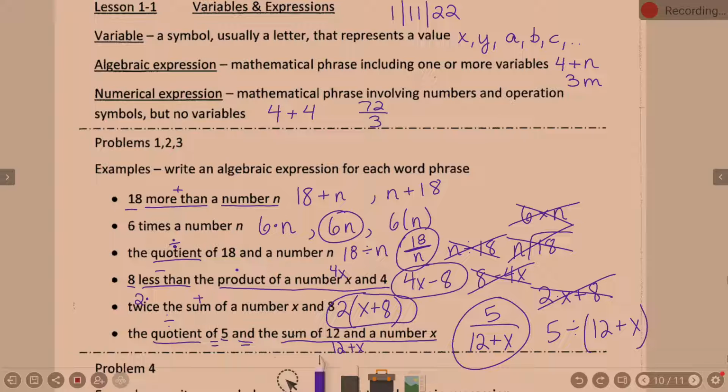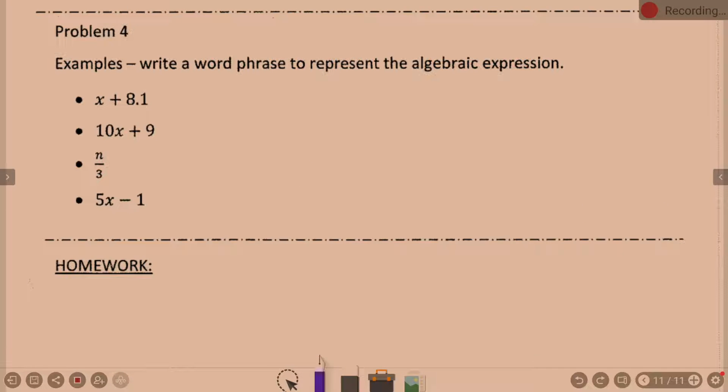Okay, let's look at the bottom part of your notes. Write a word phrase to represent the algebraic expression. I can't read this out loud because if I do, I'm going to give you clues. So this x and this 8.1, what are ways that I could put this in words? You see, the sum of x and 8.1. The sum of x and 8.1.